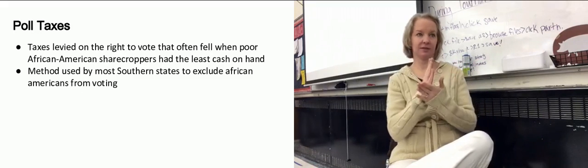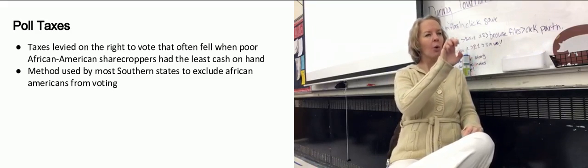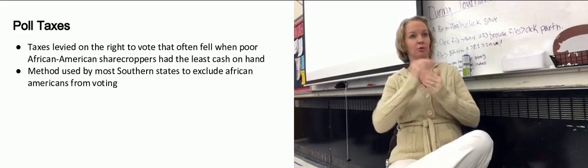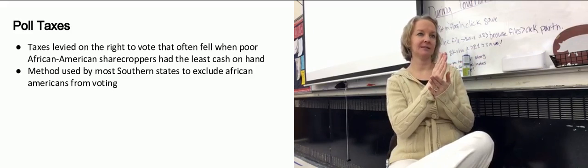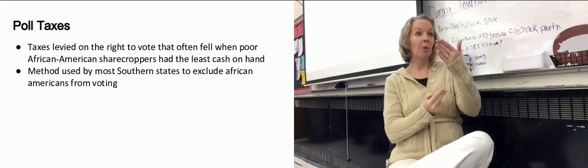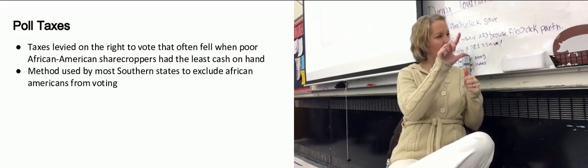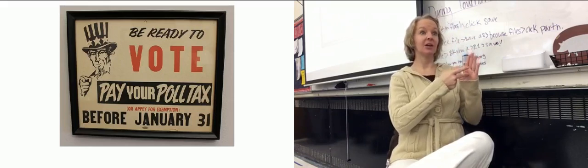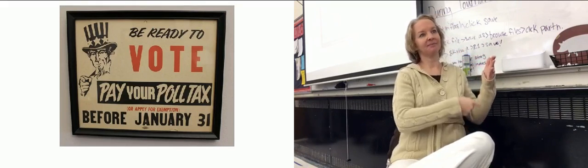Now, if you will bracket the last two, poll taxes and literacy tests, and if you will put next to this, restrict voting rights. Both of these were ways to restrict African American voting rights. The first one, with poll taxes, is what you would do is you would be required to pay a tax in order to be able to vote. So if you will highlight, tax levied on the right to vote.